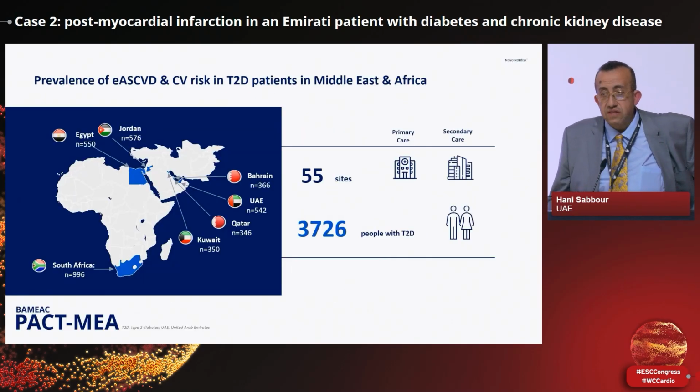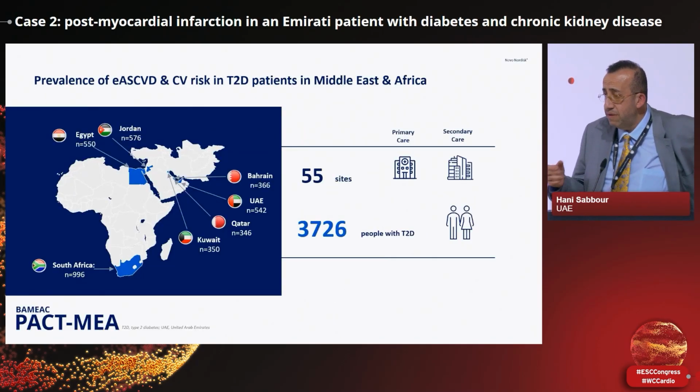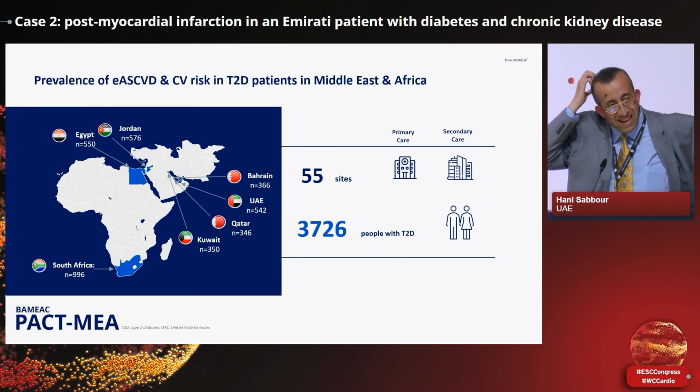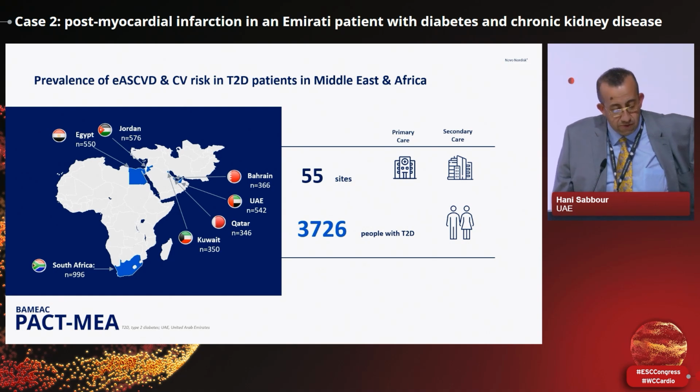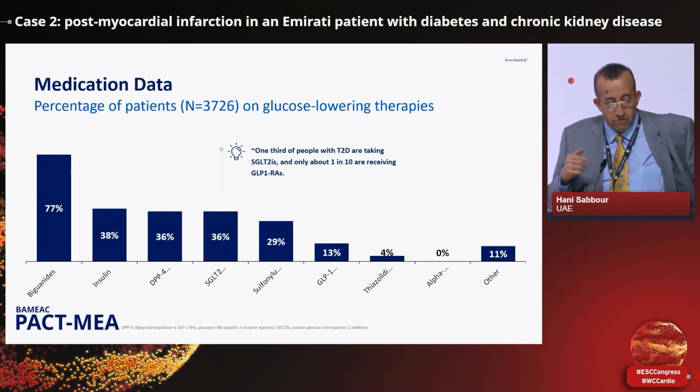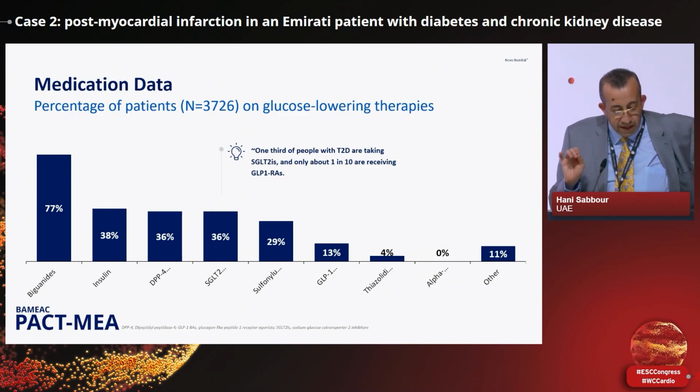So this is just a snapshot from the region. Dr. Juwairiya mentioned this, but this is a study that looked in the region at the prevalence of ASCVD and cardiovascular risk in patients with type 2 diabetes. 3,700 patients, 55 sites, primary and secondary prevention. This is what was happening in terms of their treatment: only 13% were getting GLP-1 and 36% were getting SGLT2.